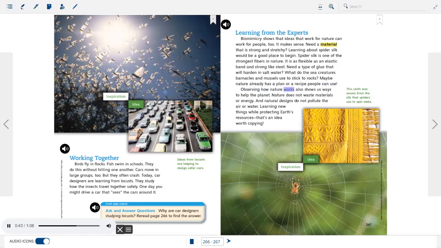Observing how nature works also shows us ways to help the planet. Nature does not waste materials or energy, and natural designs do not pollute the air or water. Learning new things while protecting Earth's resources. That's an idea worth copying. Inspiration. Idea. This cloth was woven from the silk that spiders use to spin webs.